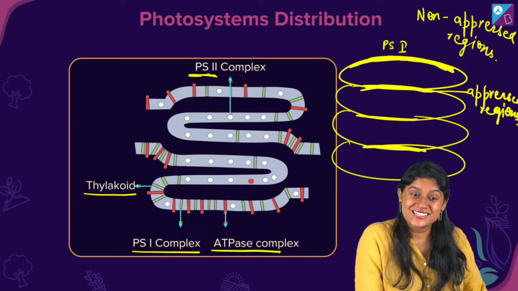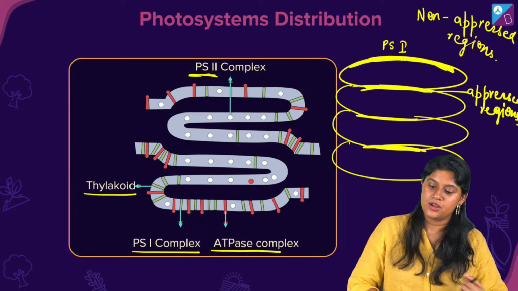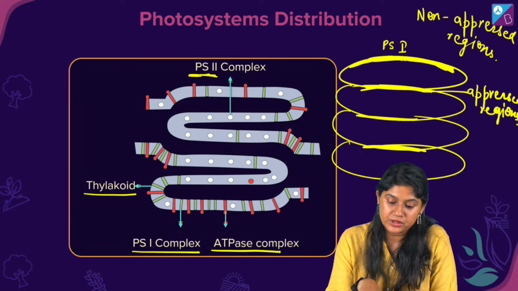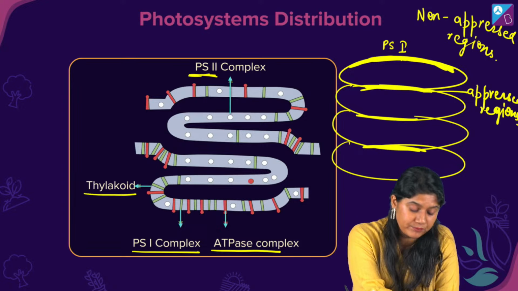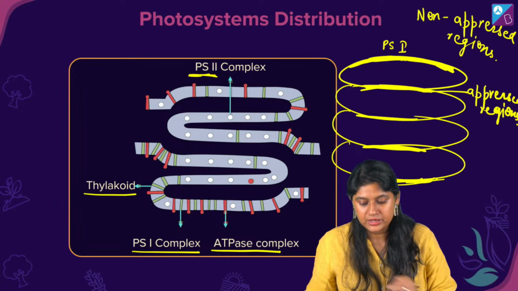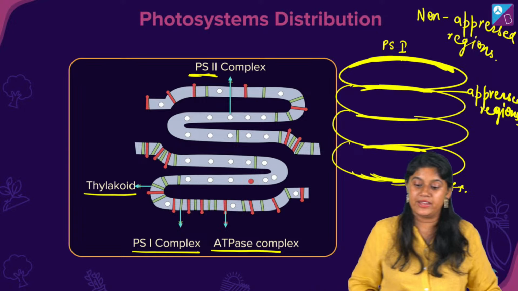Yes, very good, children. So we are clear with this, right? So photosystems are present on the thylakoid membrane. Photosystem 2 is located predominantly where? In the inner region, in the stacked part, which we are calling the oppressed region, whereas the photosystem 1 complex is present on the non-oppressed region. Yes, outside we have the stroma. Very good.